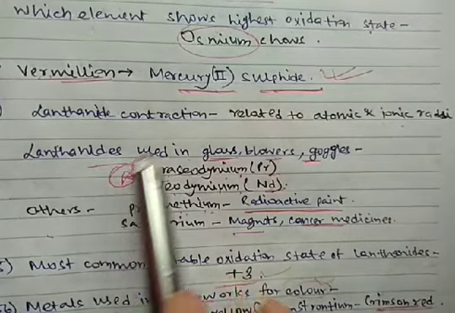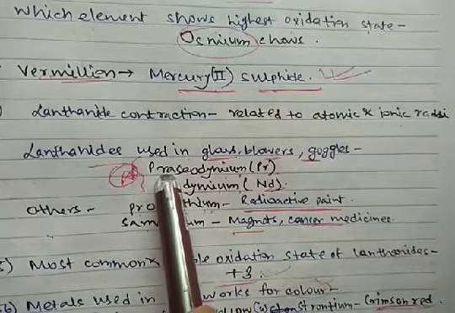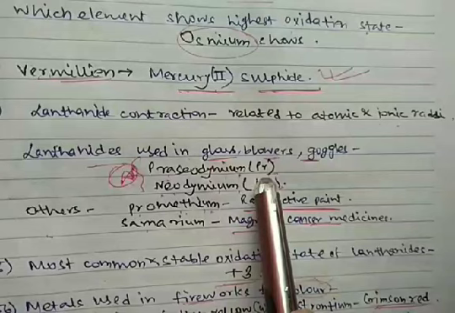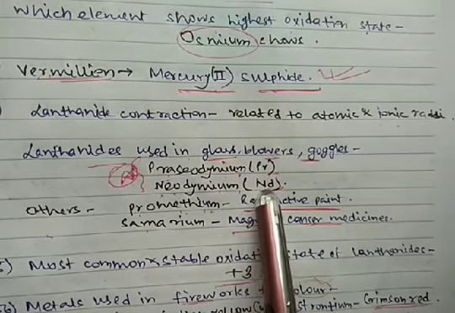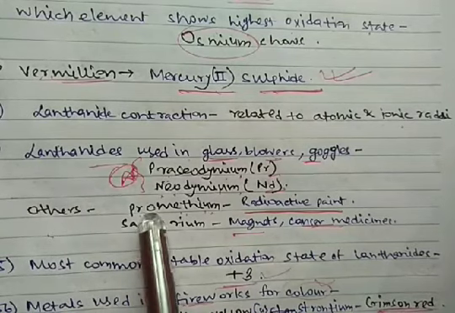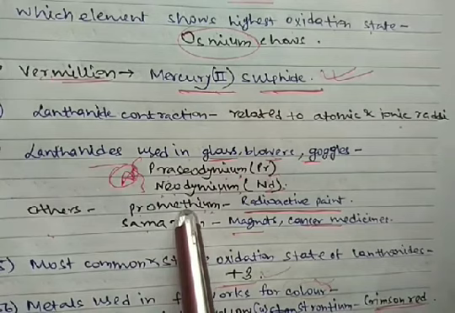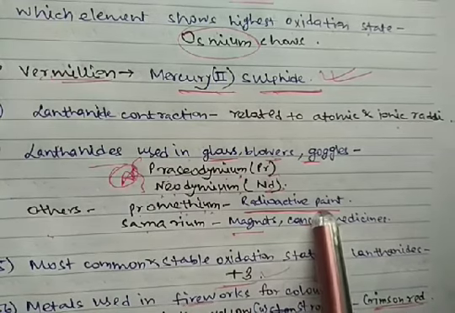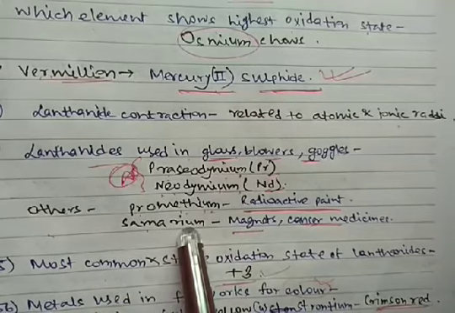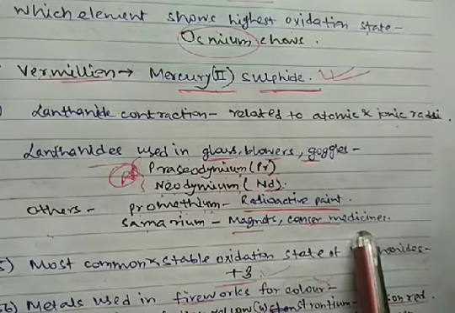The lanthanides that are used in glass blowers' goggles are praseodymium and neodymium. The formula for praseodymium is Pr and neodymium is Nd. There are also other lanthanides used for various purposes: promethium, used in radioactive paint, and samarium, which is used in magnets and cancer medicines.